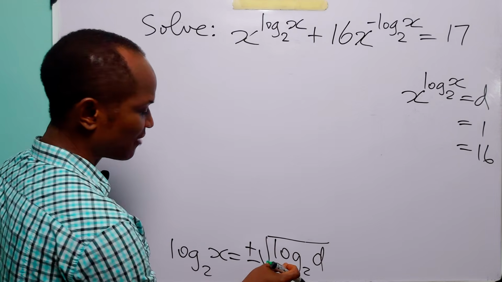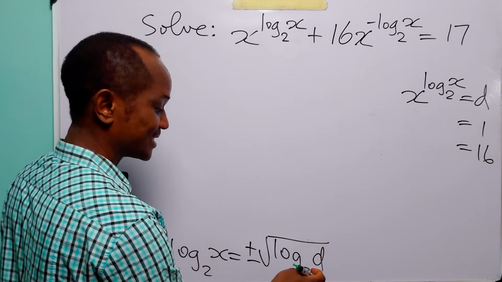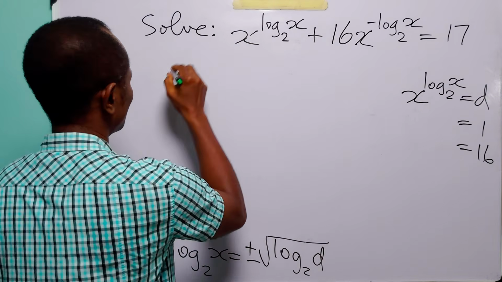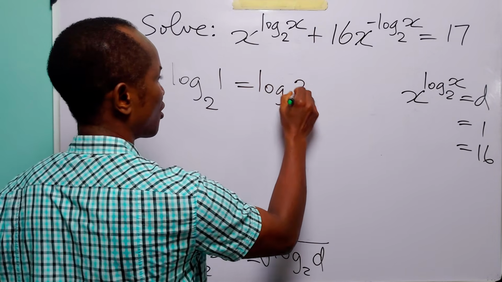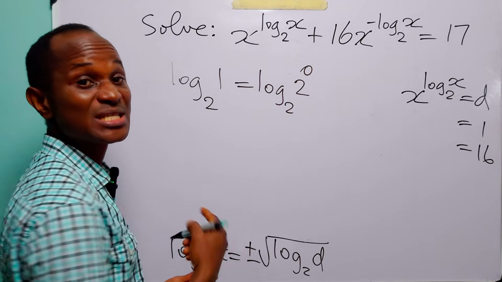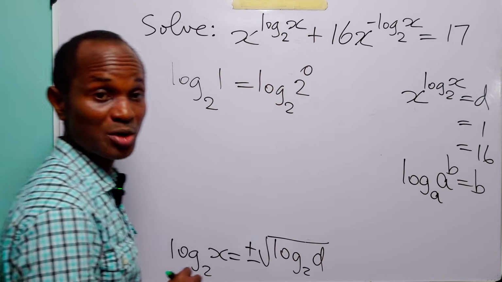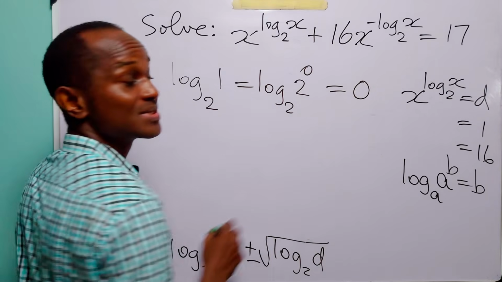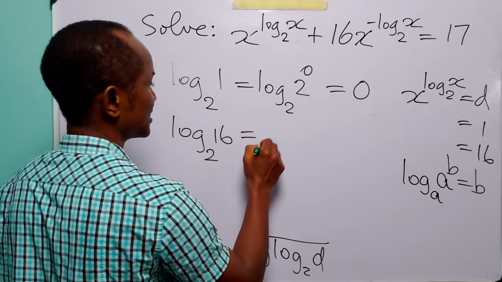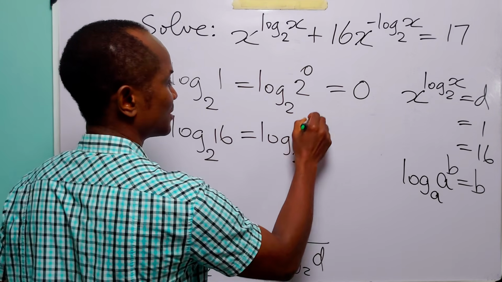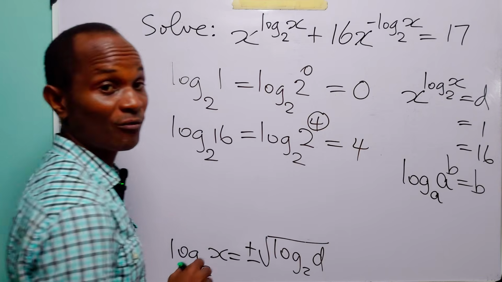Now, at this point of the solution, since we have log to base 2 of d here, let us evaluate log to base 2 of 1 and log to base 2 of 16, because of course you know that d is either 1 or 16. So first of all, we have log to base 2 of 1. This is equal to log to base 2 of 2 to the power 0, because anything raised to power 0 is equal to 1. And then remember that log to base a of a to the power b is equal to b. So this is simply equal to 0. In the same way, we have log to base 2 of 16. 16 is 2 to the power 4. And once more, applying this relationship, this is equal to 4.